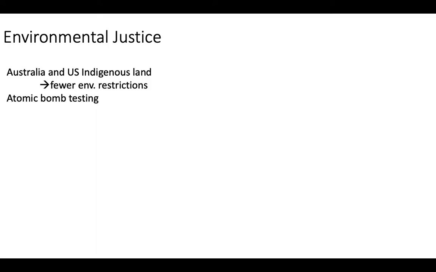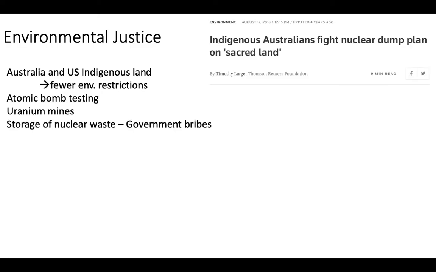If we look at issues related to nuclear waste and environmental justice, we see them both in Australia and the United States and related to indigenous land, because in those areas there are fewer environmental restrictions on indigenous land, since there are fewer protections afforded. In these lands, both in the U.S. and Australia, we saw atomic bomb testing being done on indigenous lands, which I mentioned has had negative impacts on the nearby population. There are uranium mines being built on indigenous lands, which can expose the communities to pollution from the toxic tailings. Also, the storage of nuclear waste on indigenous lands.